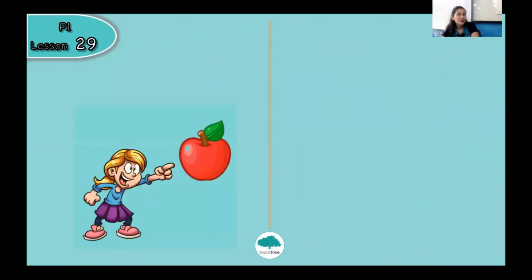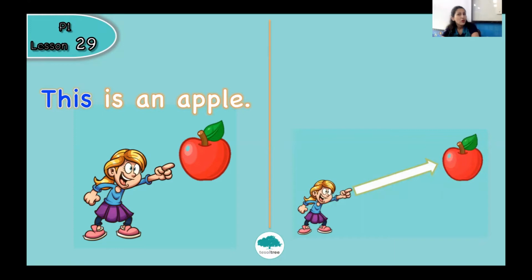What do you see? The girl, and she points at an apple that is very close to her, right? So we should say, this is an apple. This is an apple. But on this picture, we can see the girl and she points at an apple that is far away from her. So we need to say, that's an apple.